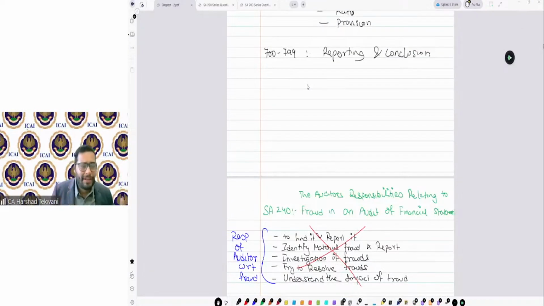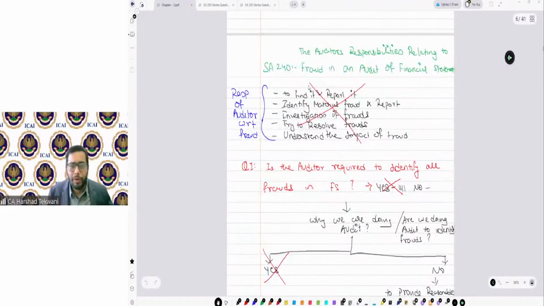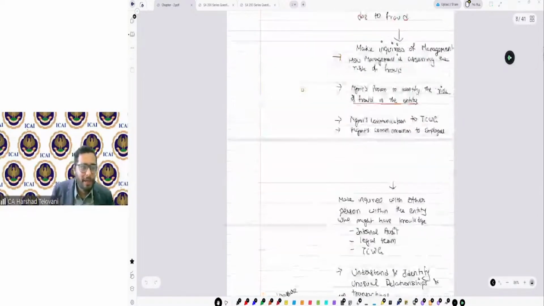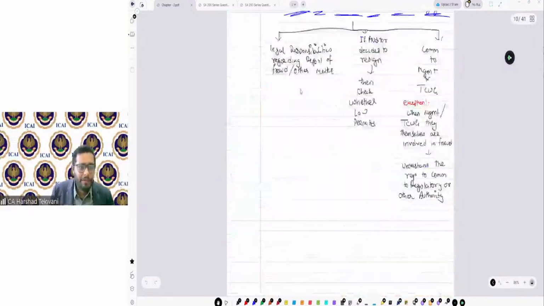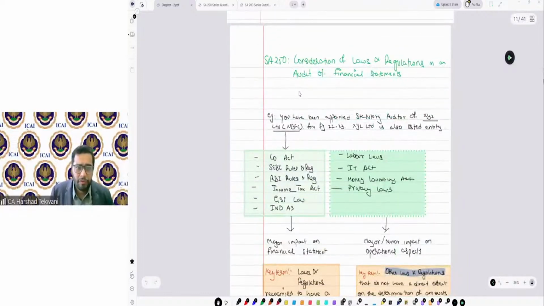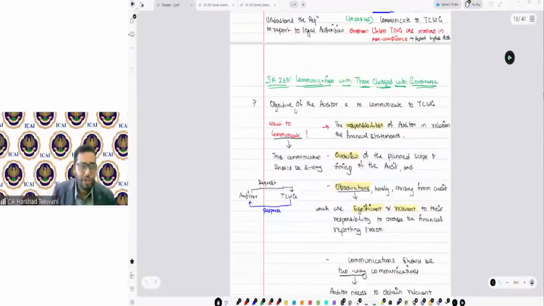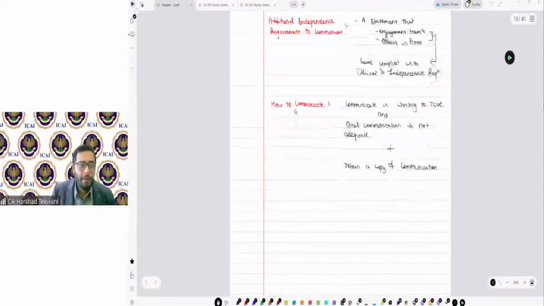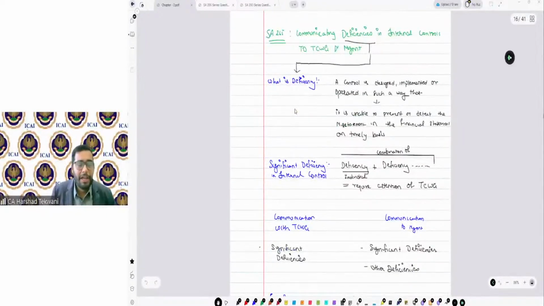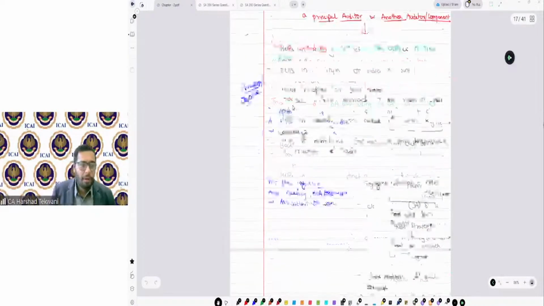We had a brief understanding. We went and understood about SA 240 for the auditor's responsibility relating to fraud in a financial statement. Then we discussed SA 250, considerations of laws and regulations in an audit of financial statements. Again, we were discussing the responsibilities of the auditor. Then we saw the responsibilities with respect to communication to those charged with governance, and responsibilities regarding communicating deficiencies in internal control to those charged with governance.